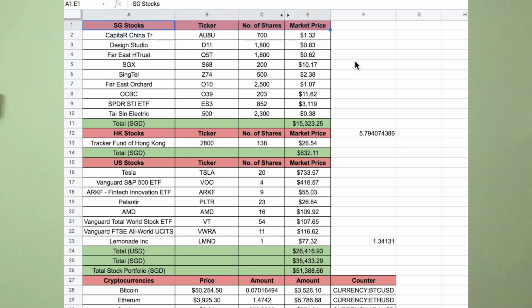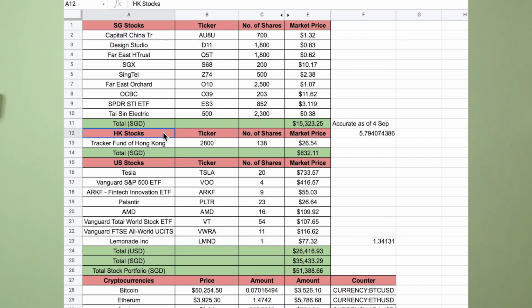I've hidden my cost price as I'm not very comfortable showing it right now, so I just want to keep some privacy on that. For Singapore stocks, Google Finance is unable to extract the real-time prices. Hence, I need to manually put in the market prices in order to get the latest updated value. As I've mentioned, the cost price is in column D, and then E would be the current market price. So let's talk about the conversion.